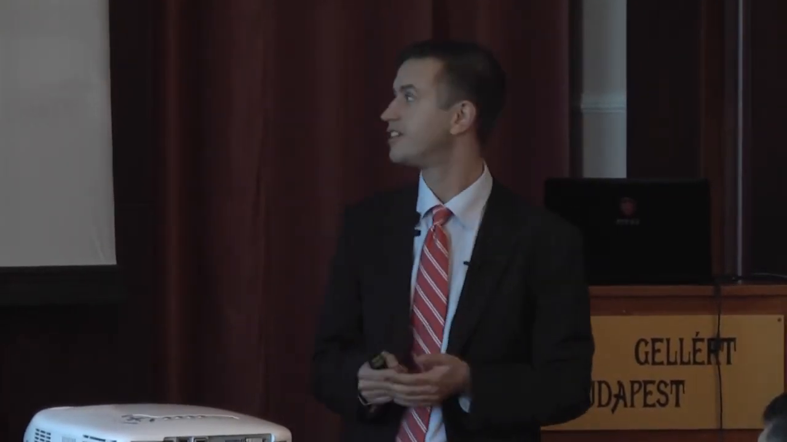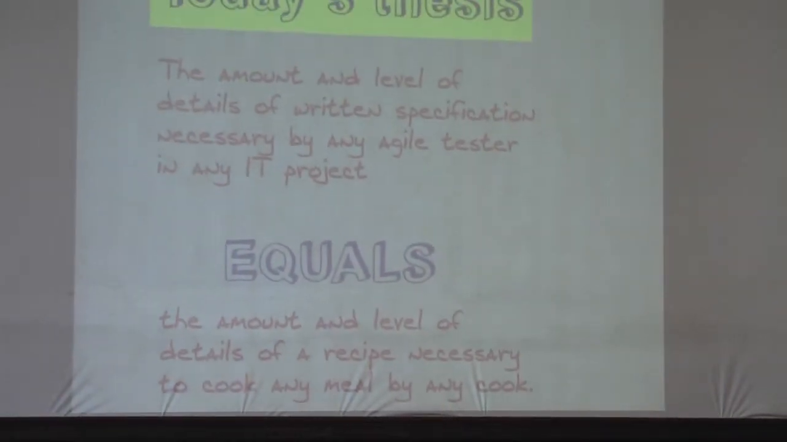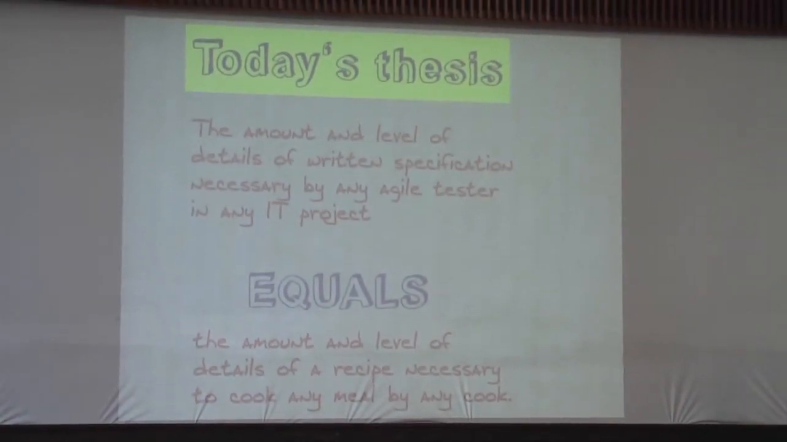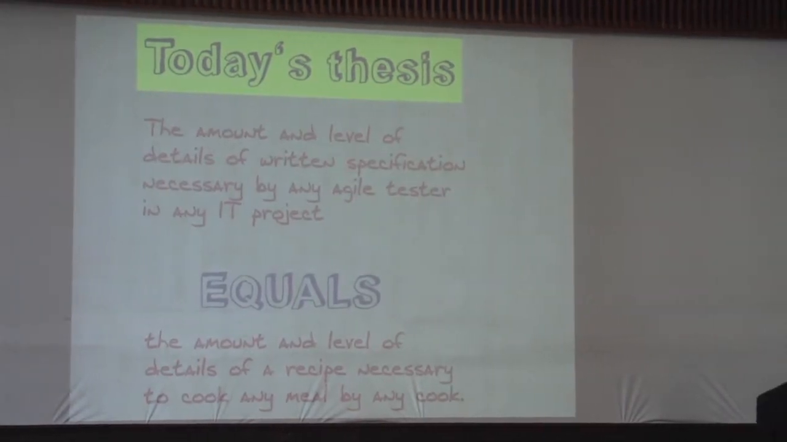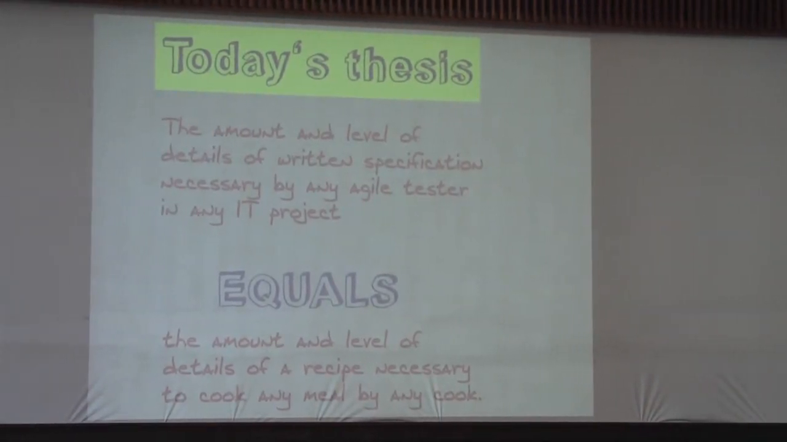I have a thesis for you, my theory, that answers this question. My thesis is that the amount and level of detail of written specification necessary for any agile tester in any IT project equals the amount and level of detail of a recipe necessary to cook any meal by any cook. Well, that's kind of a jump, isn't it?